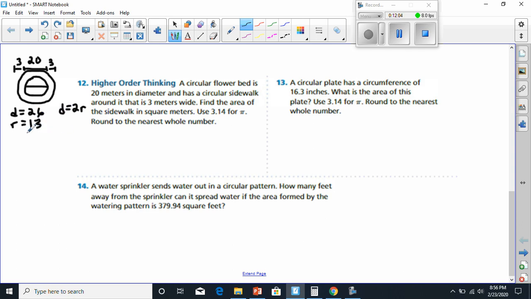Now I can plug that into my area formula, pi r squared, because pi r squared does tell me the area of a circle. Remember, this is the area of the sidewalk with the circular flower bed, okay? So we'll just put big circle.